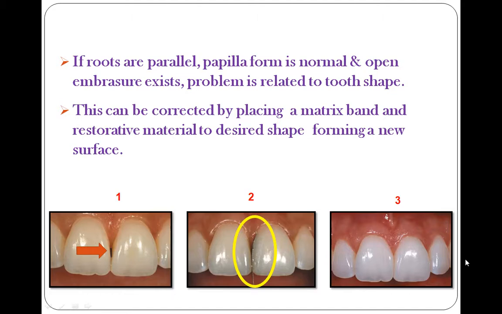Now this can be explained by this picture. In the first picture you can see that there's an open embrasure because of too much tapering of the crown. Now this can be corrected by placing a matrix band in the desired position, and it is held in place, and the restorative material is placed at the side of the matrix band. And in the third picture you can see that the open gingival embrasure is corrected.